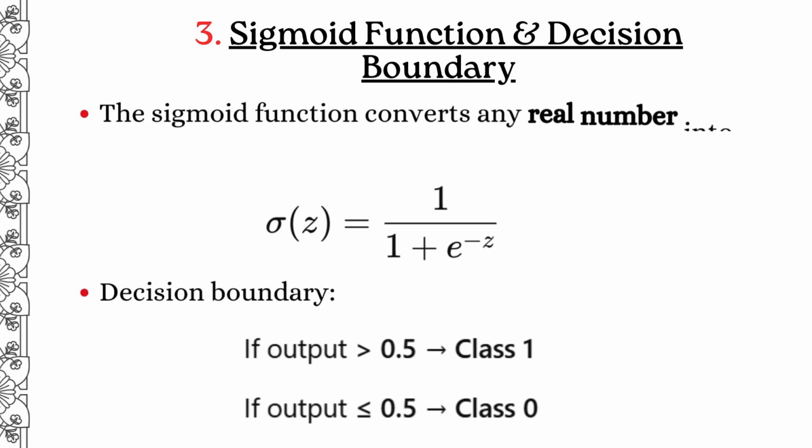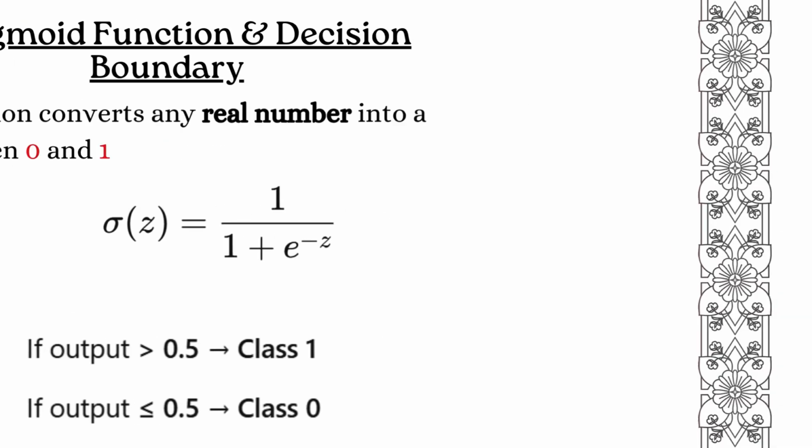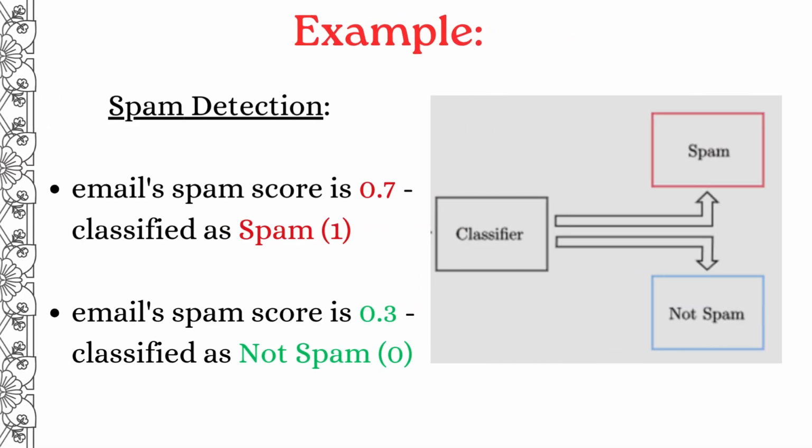3. Sigmoid function and decision boundary. The sigmoid function converts any real number into a probability between 0 and 1. The decision boundary helps classify data. If output greater than 0.5, class 1. If output less than or equal to 0.5, class 0. Example, in spam detection, if an email's spam score is 0.7, it is classified as spam, 1. If 0.3, it's classified as not spam, 0.